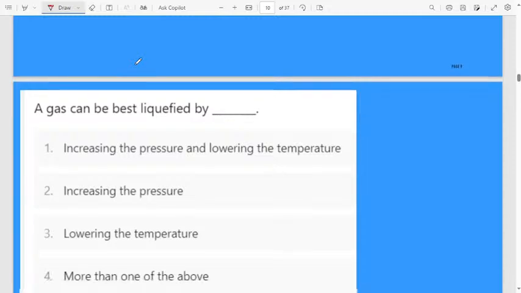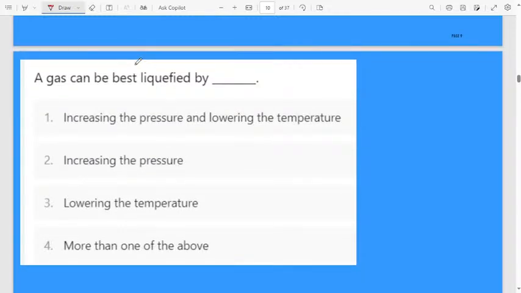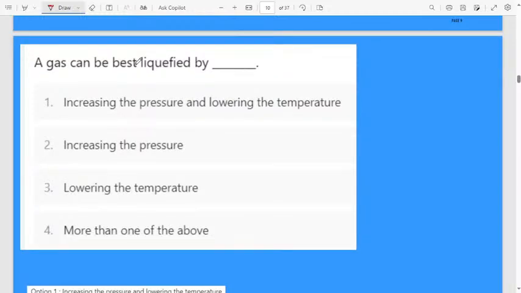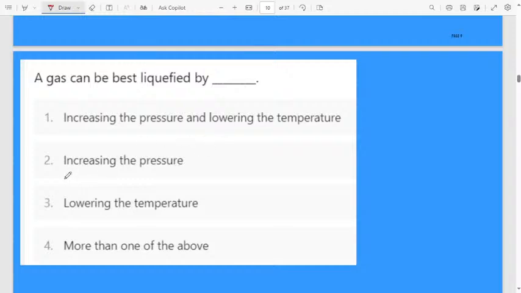Yes, next question. A gas can be best liquefied by: first option, increasing the pressure and lowering the temperature; second option, increasing the pressure; third option, lowering the temperature; fourth option, more than one of the above.